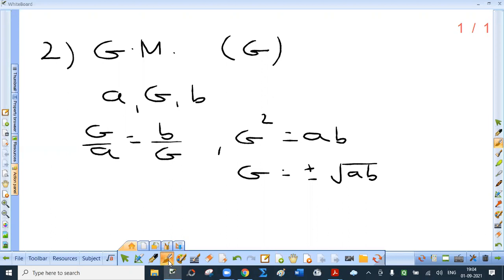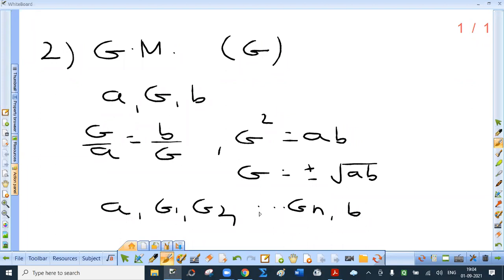In this case also, if A, G1, G2, G3, up to Gn, B are in geometric progression, then G1, G2, G3 up to Gn, these n numbers are called n geometric means between A and B. In the exam, you will be asked to introduce n geometric means between any two numbers. How to solve that is a different thing, but you should know the definition.